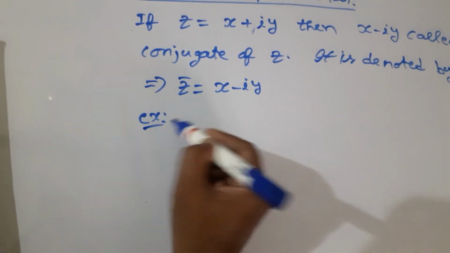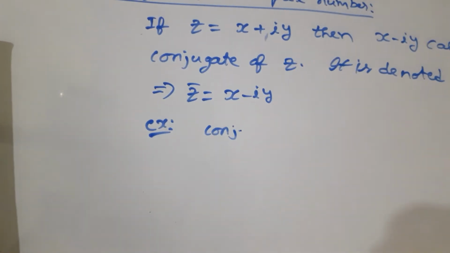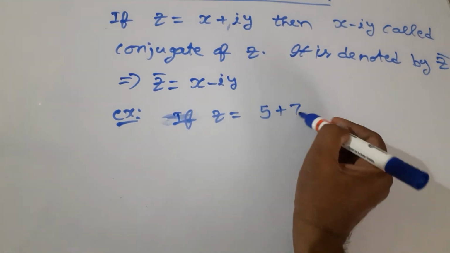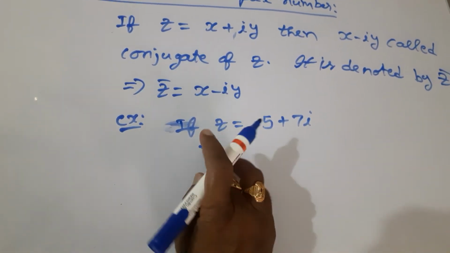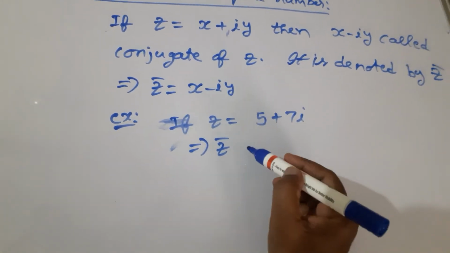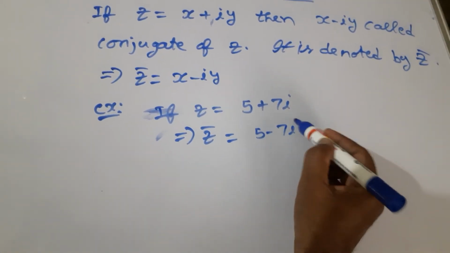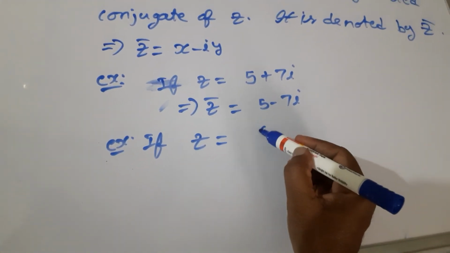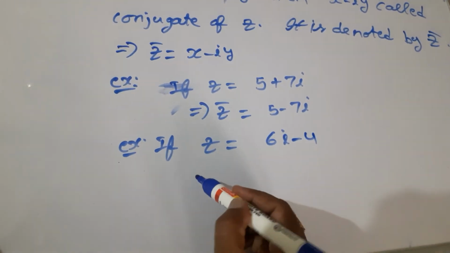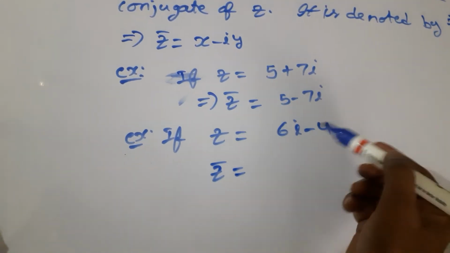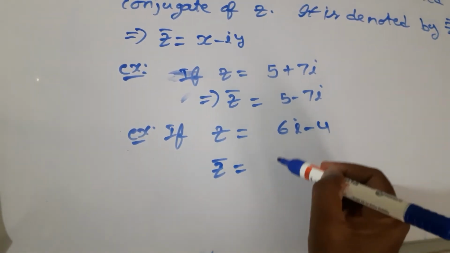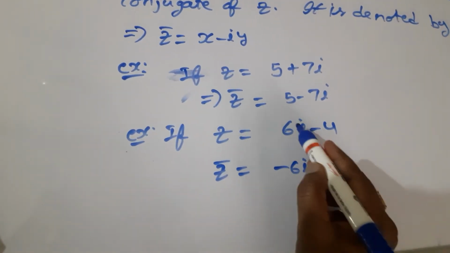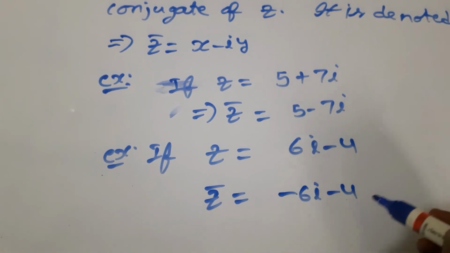For example, conjugate of z. If z equal to 5 plus 7i, implies z bar equal to 5 minus 7i. Another example, if z equal to 6i minus 4, what is the conjugate of z? Here imaginary part is this one, minus 6i, real part remains same, no change in the real part, only imaginary part sign changes. So it becomes minus 6i minus 4, that is z bar.